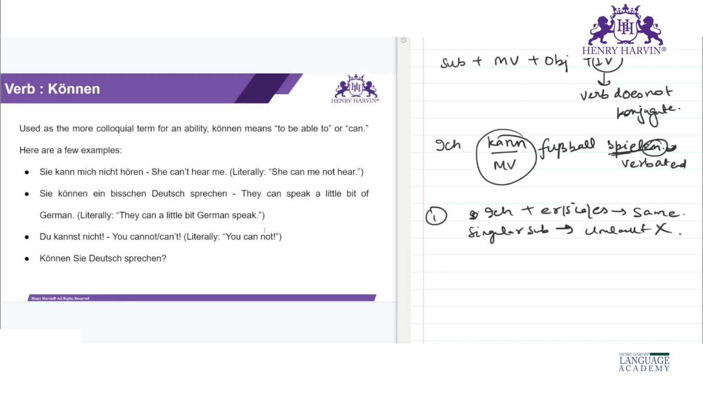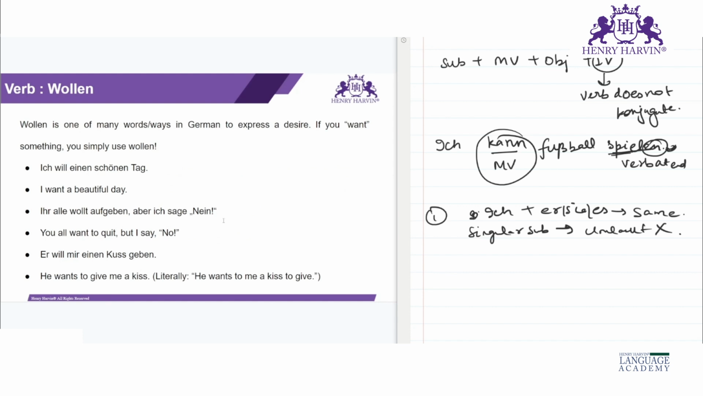Then we have the verb description. Here we can see können is used as a term for an ability, meaning to be able to, or something which you can do. Sie kann mich nicht hören. She can't hear me. Sie können ein bisschen Deutsch sprechen. They can speak a little bit of German. Du kannst nicht. You cannot. Können Sie Deutsch sprechen? Can you speak German?